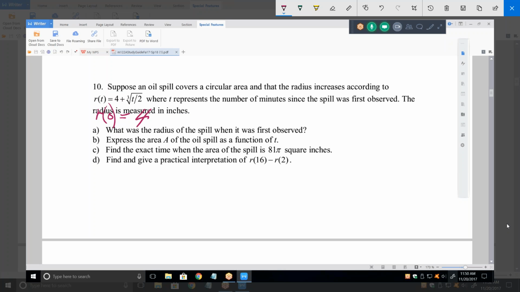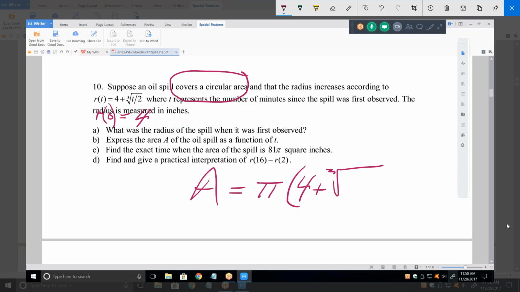Now, express the area of this oil spill as a function of time. Well, what's the area of the oil spill? It's the area of a circle. So it'd be pi r squared. And r in this case is 4 plus the cube root of t over 2, all of that squared.